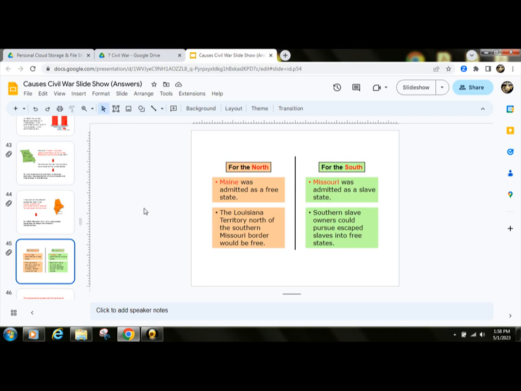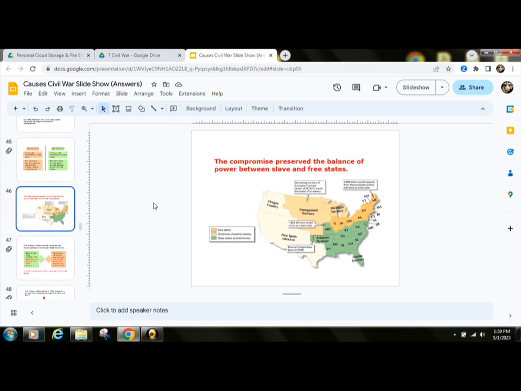For the South, Missouri was admitted as a slave state, and southern slave owners could pursue escaped slaves into free states. So again, this is trying to deal with the extension of slavery out west. The compromise preserved the balance of power between slave and free states. So again, Maine goes in as a free state, and Missouri goes in as a slave state.